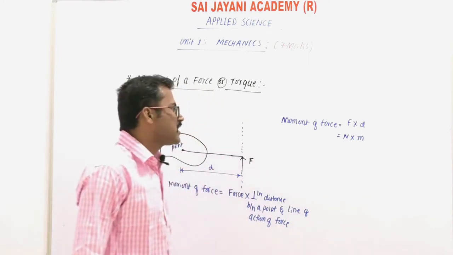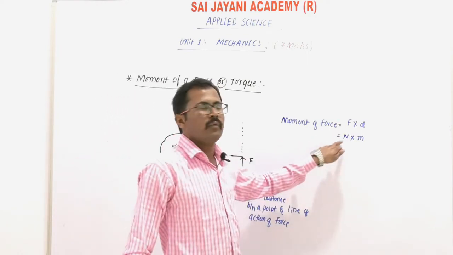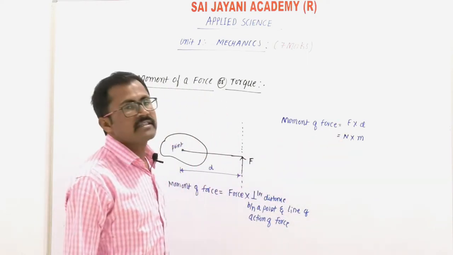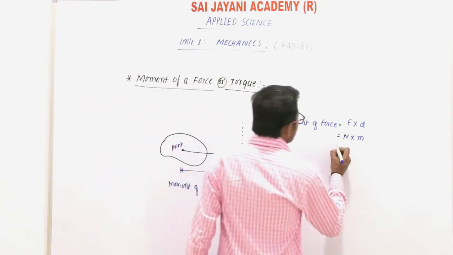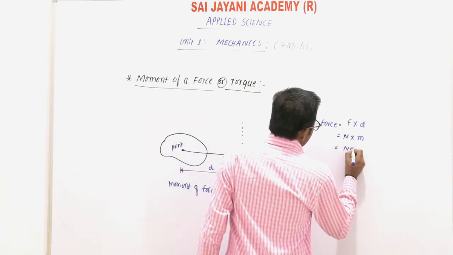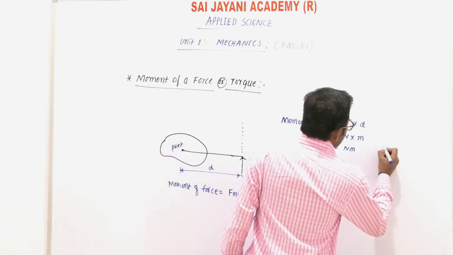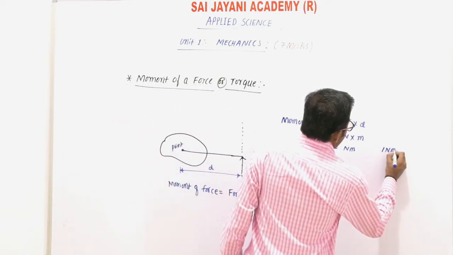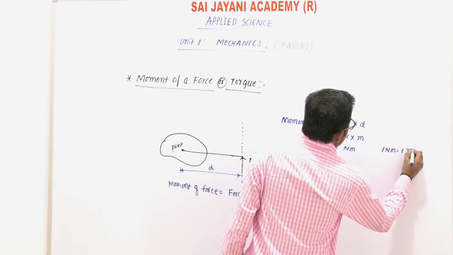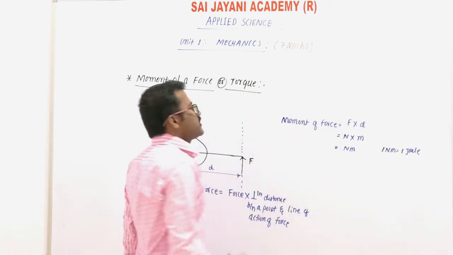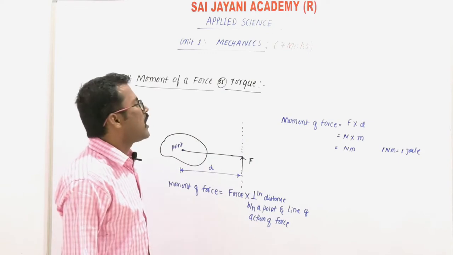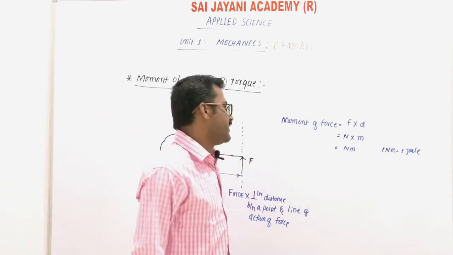The SI unit of force is Newton. The SI unit of distance is meter. Newton into meter. So 1 Newton meter is 1 joule. So it is the SI unit of moment of a force or torque, Newton meter.